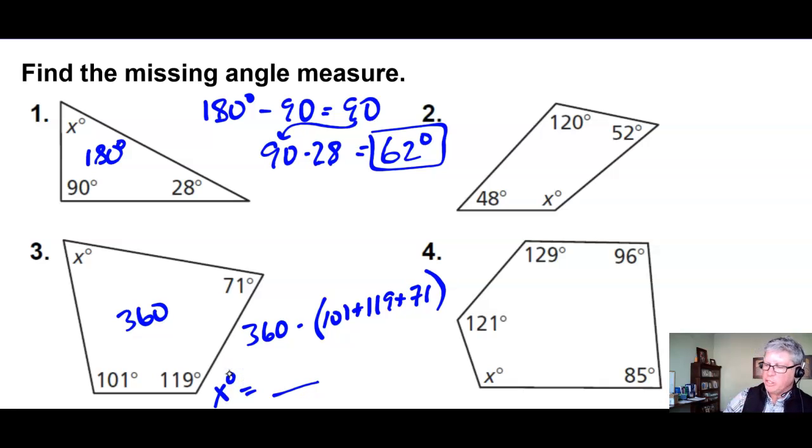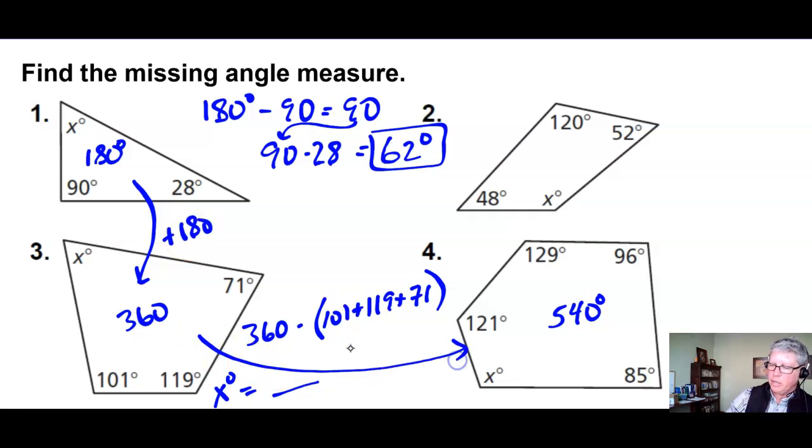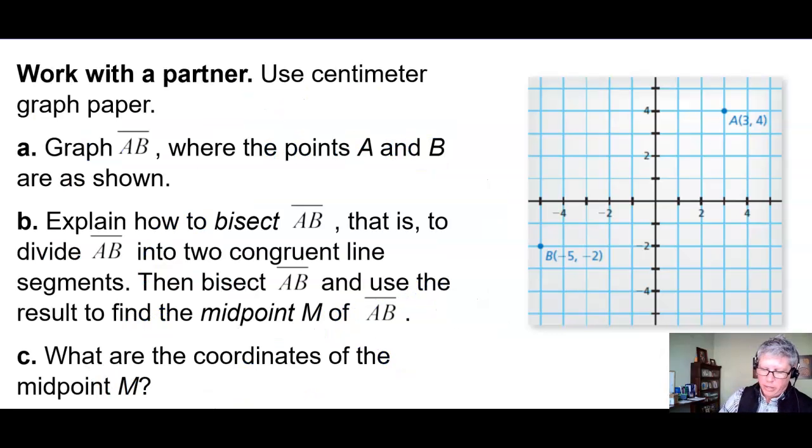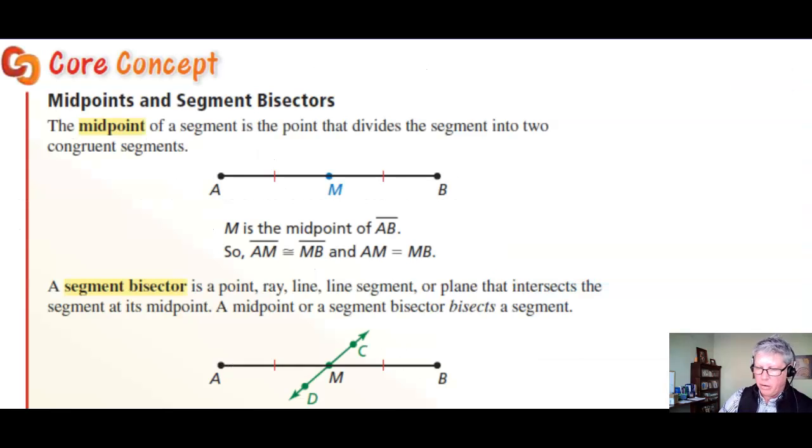Cool. Just for kicks and giggles, if you have 5 sides, they add up to 540 degrees. So 180, add 180 to get to 4 sides, and add 180 again to get to 5 sides. Gee, I wonder what 6 sides is. We are not doing that. All right. So here is the core concept.